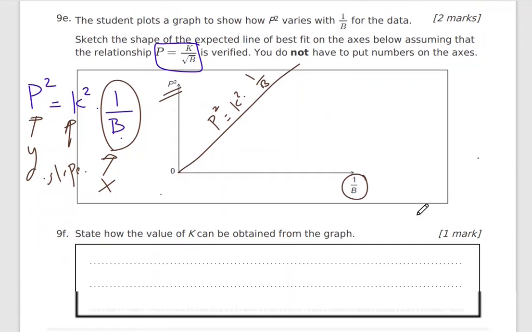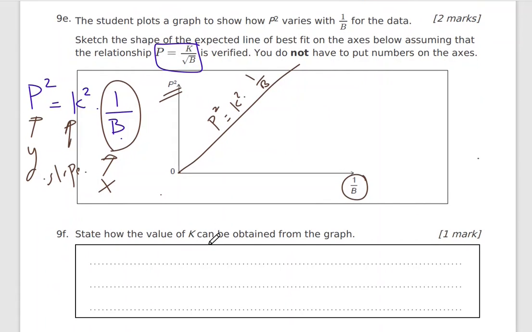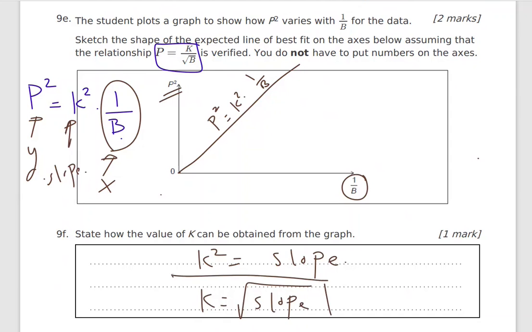State how the value of K can be obtained from the graph. K squared represents the slope. I need K, so take the square root of both sides. So K will equal the square root of the slope. That's it. That was your exam question yesterday.